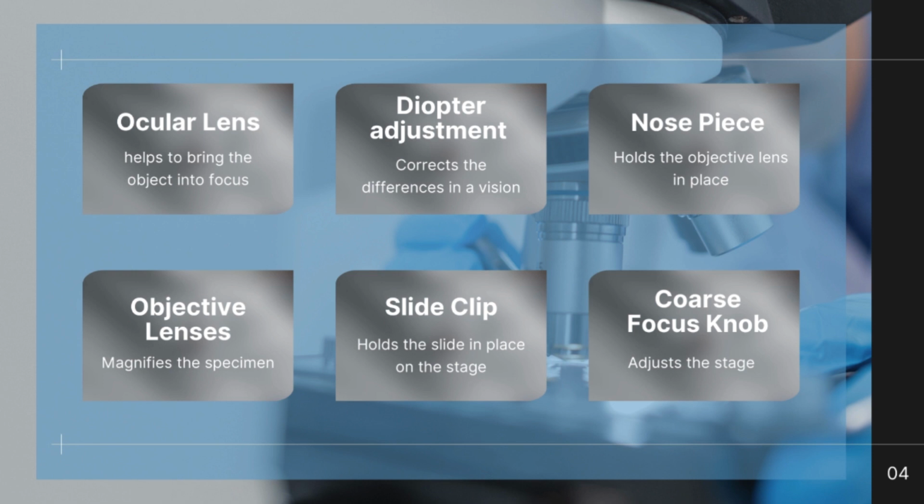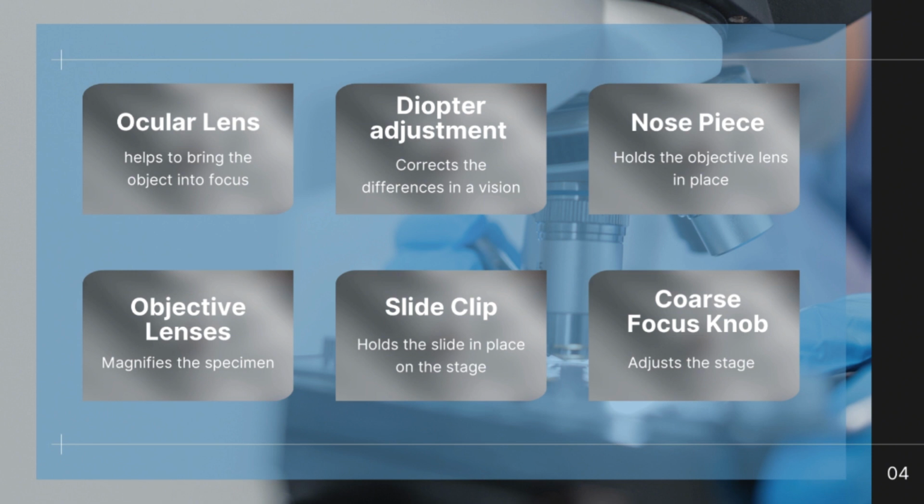It holds the objective lenses in place to rotate and can be changed easily. Fourth, objective lenses. It magnifies the object 4 times, 10 times, 40 times magnification. Fifth, slide clip. Holds the slide in place on the stage, controlled by turning two knobs.